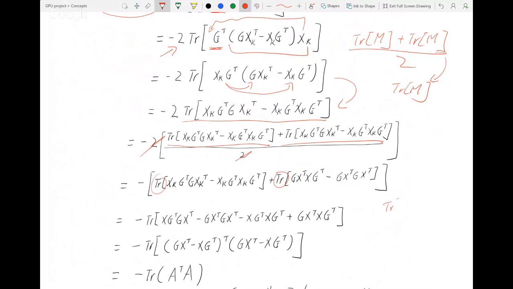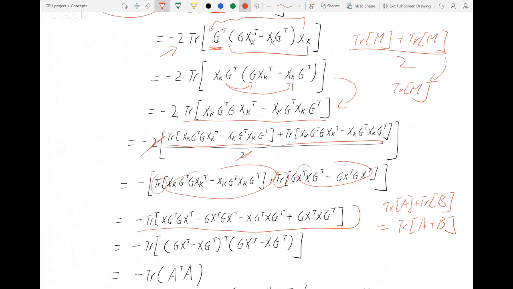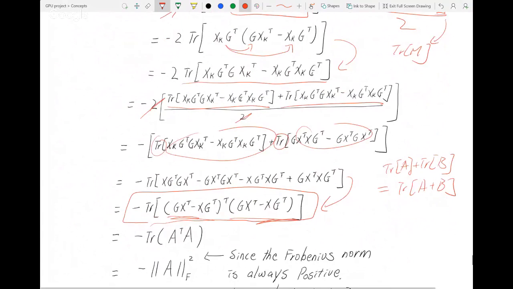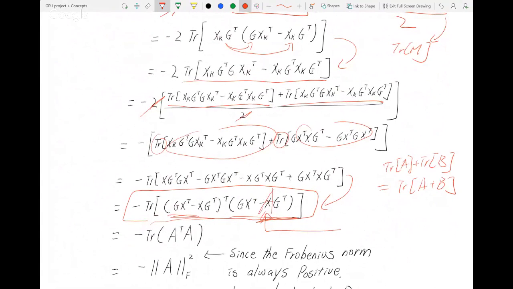Once the 2 cancels out, I'm going to combine the 2 traces together. I don't know if you know this, but trace of A plus trace of B is equal to trace of A plus B. So I'm going to combine what's inside here to get this much larger term, which we then can convert to this form here. Basically, they're the same thing. If you multiply them out, they're the same thing. And what do you know? This right here is A. This is A. This is A. So we have A transpose A times trace.